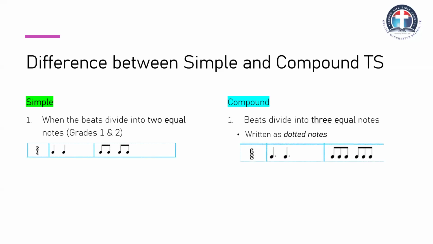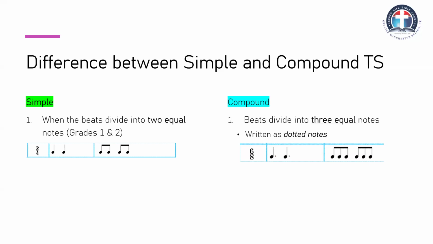So here you see, what's the time signature there? 2/4. That means 2 crochet beats in a bar. You could see that you have 1, 2, so you have 2 crochet beats. But each of those 2 crochet beats can divide themselves into 2 quaver beats. Because those beats can be divided into 2 equal beats, that time signature is simple.